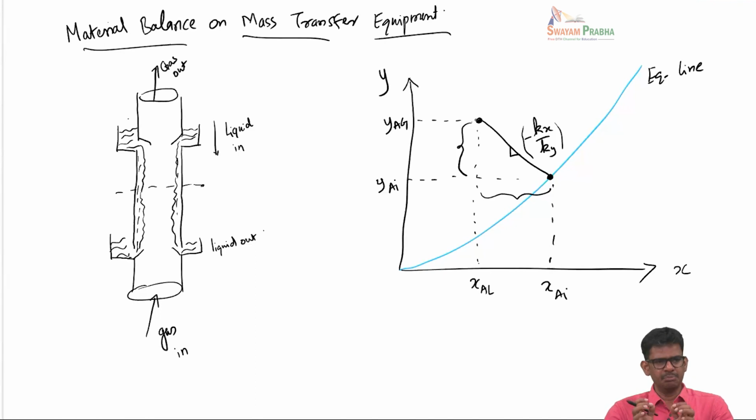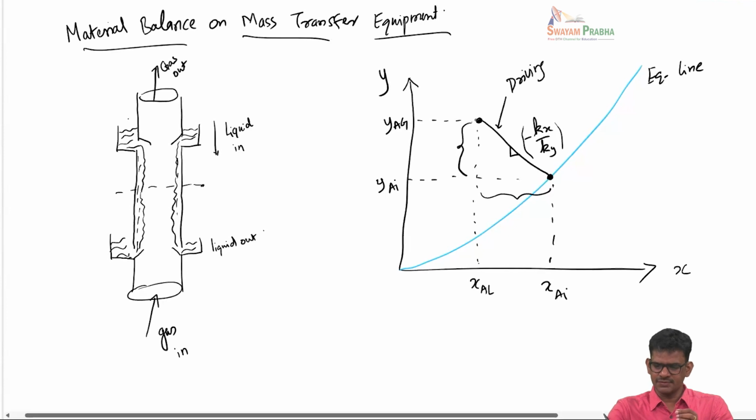So this is something very important because you have to understand this equilibrium line and this driving force line, which are important for mass transfer. This is called the driving force line. So I may call in the future this a DL, and this an EL. EL means equilibrium line, DL means driving force line.